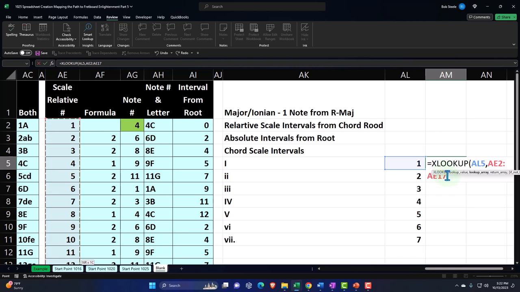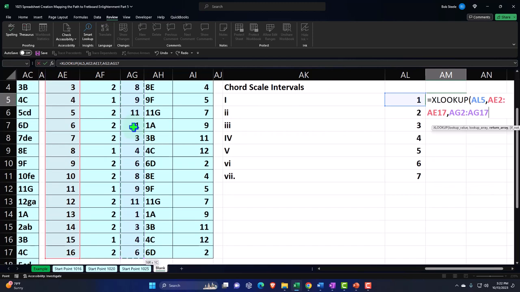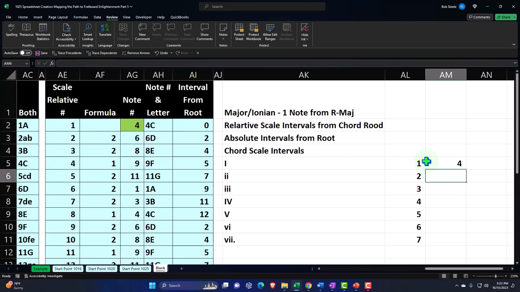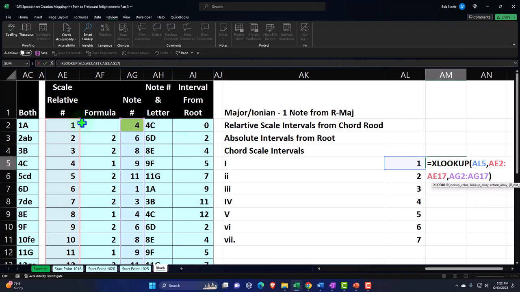And then I'm going to say okay, then comma, and then the return array, we want you to return the ones in here. So you're going to find that one and return the 4 in this case. Let's close it up and enter. So there's our 4. I want to copy that down, so I'm going to double click on it. And anything that's over here in my table, I make absolute. So that's going to be the table stuff.